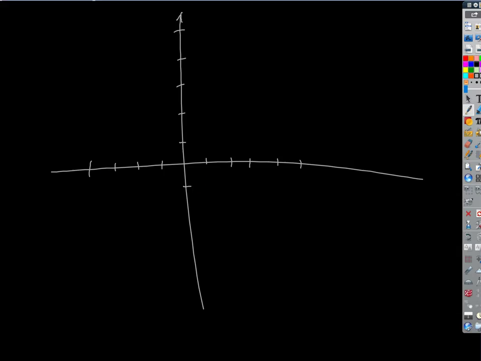If I'm just graphing the parent function, f of x equals x squared, what do you know? Brent, close it up real quick. So it's a parabola, isn't it? Yeah, it's a parabola. So what are some key points? What's the most important point on the parabola? 0, 0. What do we call that? The origin.